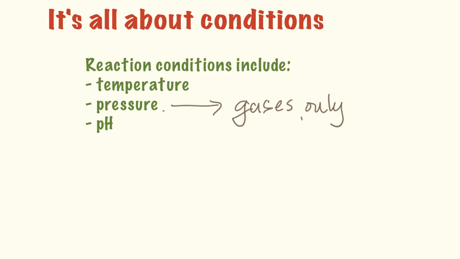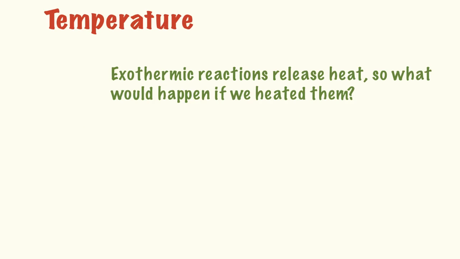Another thing we can do is change the pH of the system, and that will also allow us to do it. More about that later. So let's go back to these ones. If we've got an exothermic reaction, exothermic means, to remind you, going from reactants to products, and we get some heat.